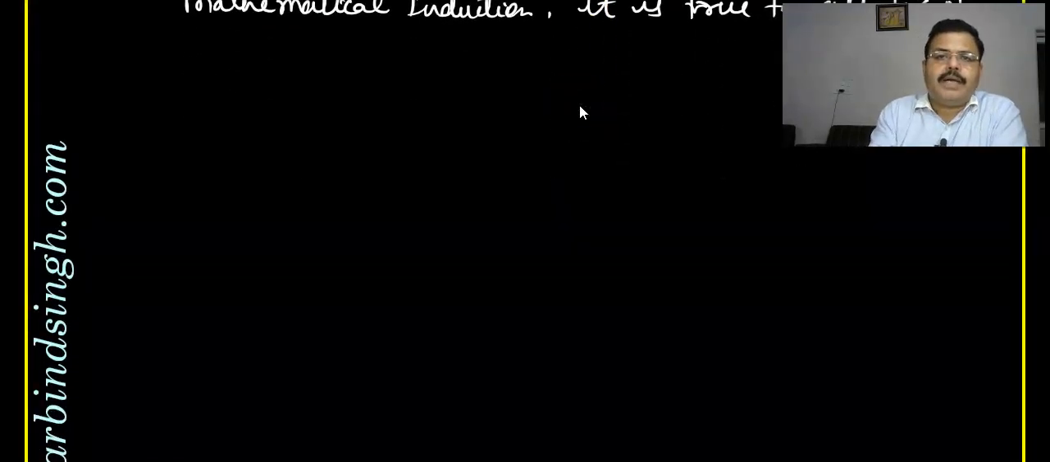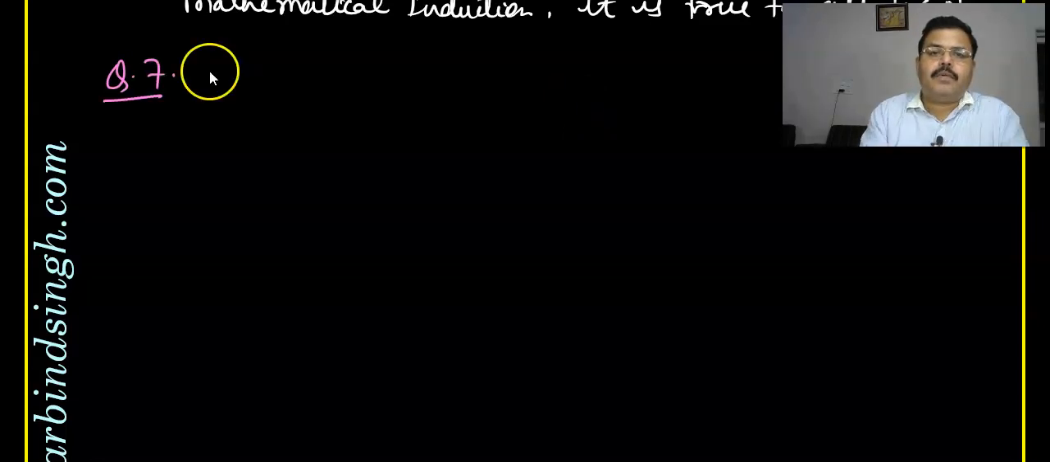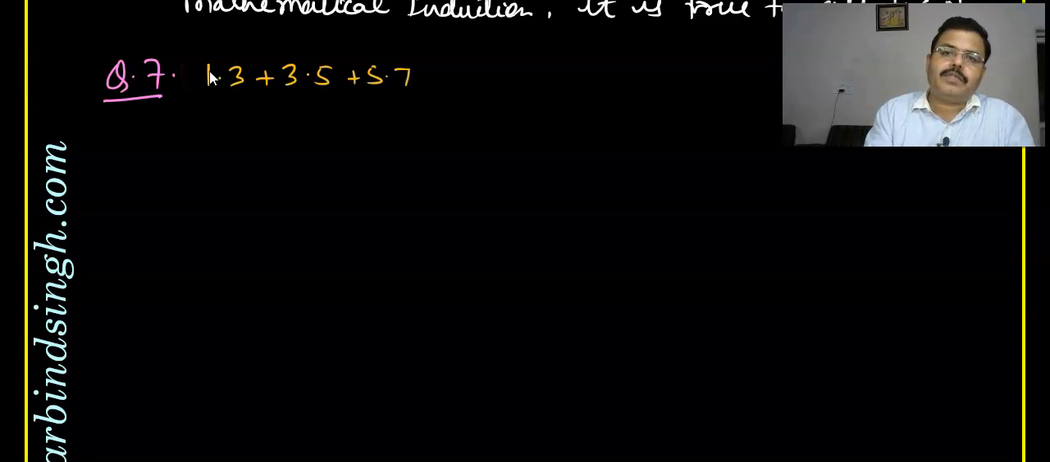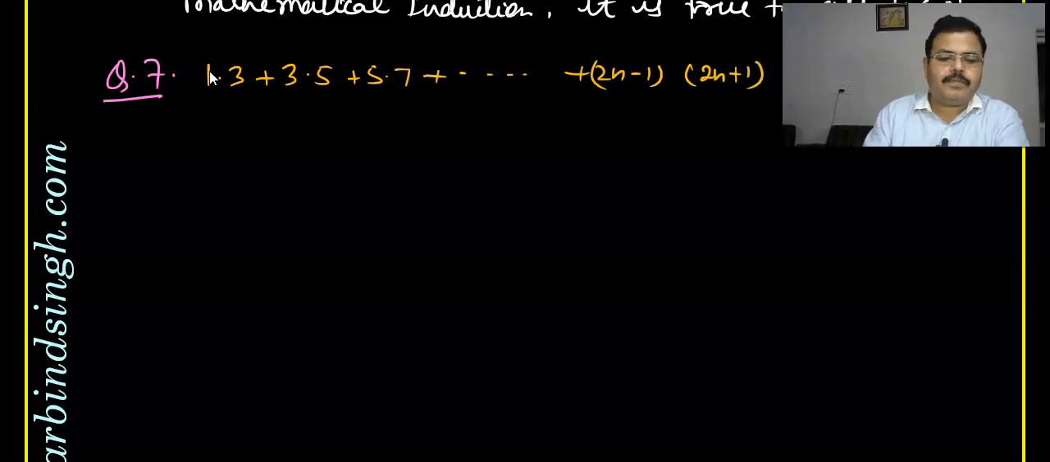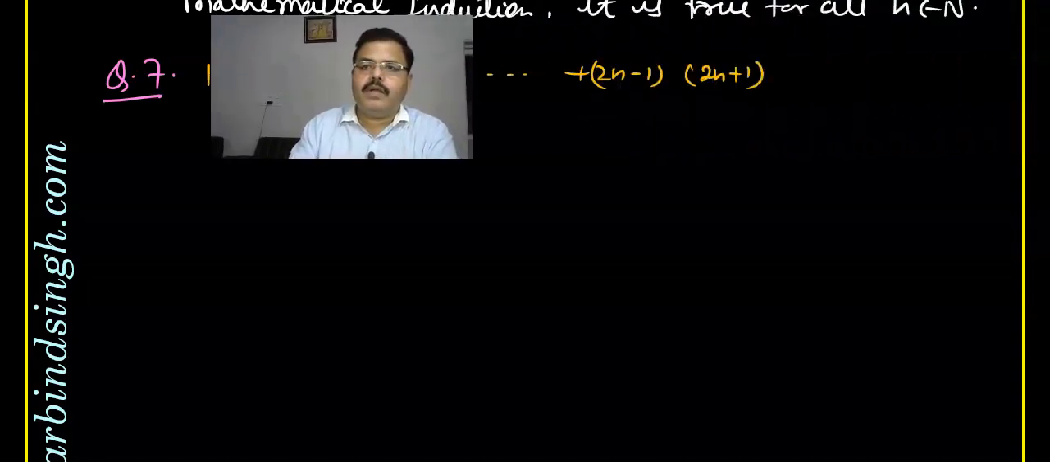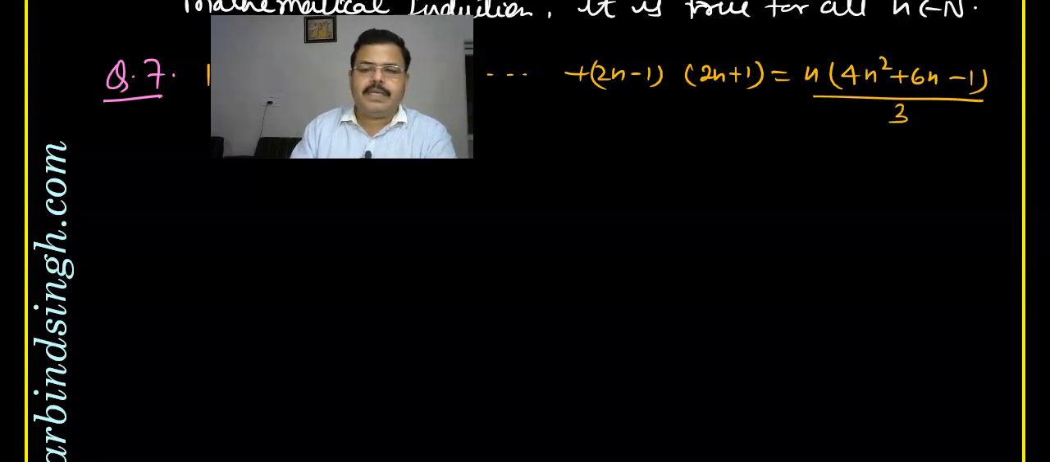Now we can take up question number 7. And what is that? 1 into 3 plus 3 into 5 plus 5 into 7 up to 2n minus 1 into 2n plus 1, and that is equal to n into 4n square plus 6n minus 1 whole divided by 3, that you need to prove.